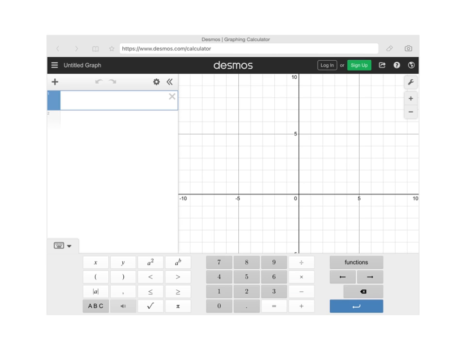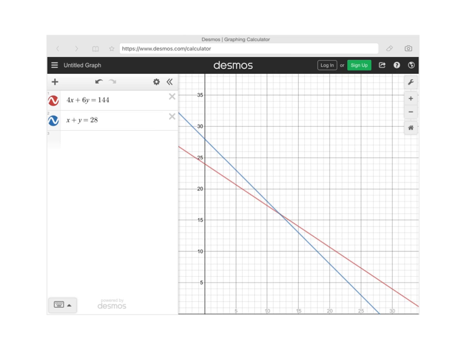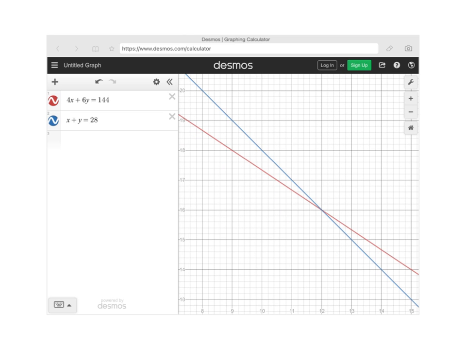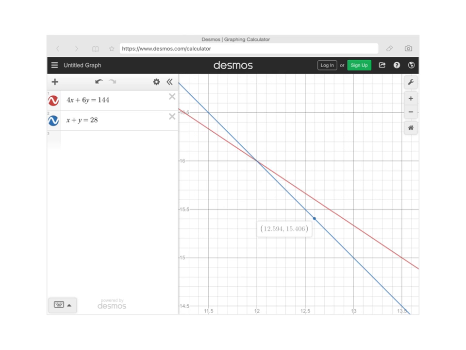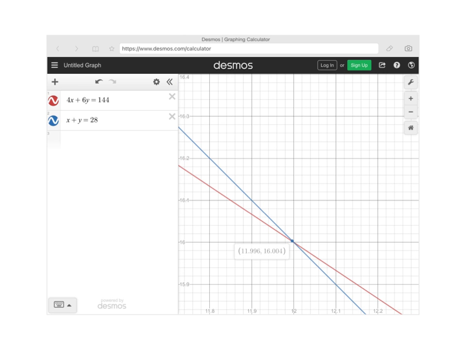So 4x, let's delete that: 4x plus 6y equals 144, and then x plus y equals 28. Of course, again, I have to zoom out or in depending on, so if I zoom in, the closer you get to the point of intersection, the harder it is to get it perfect, but there you go. So 12 and 16.